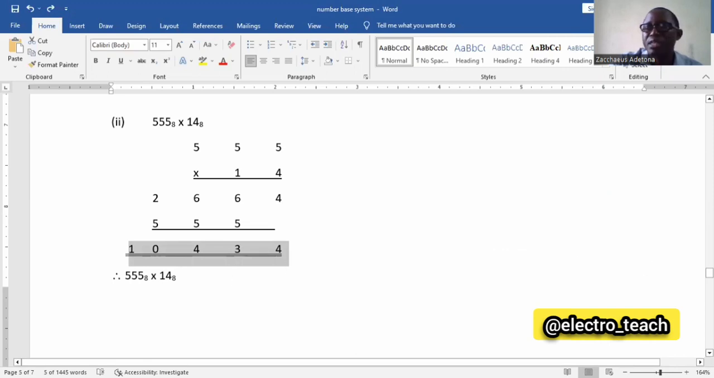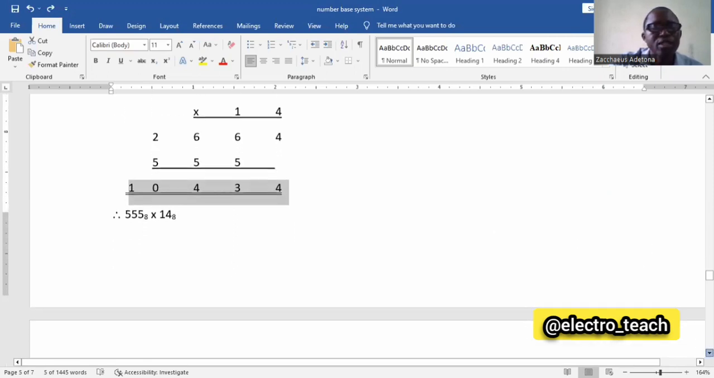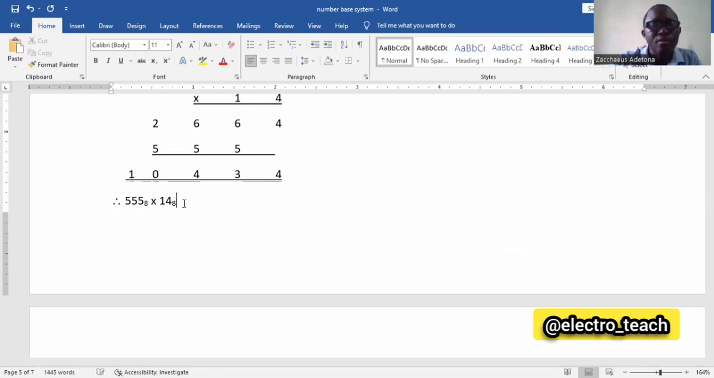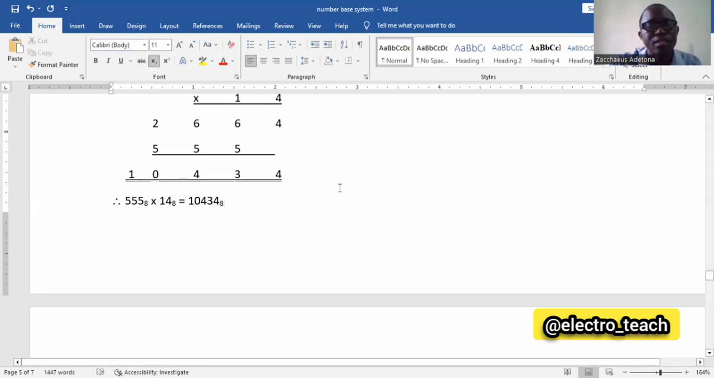The answer is in base 8. So the answer should be written as 10434 in base 8. That's the final answer to that.